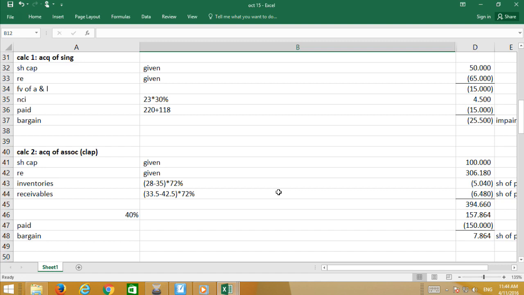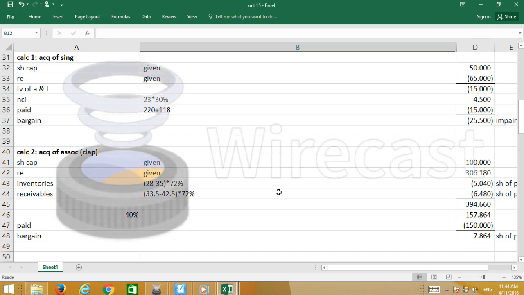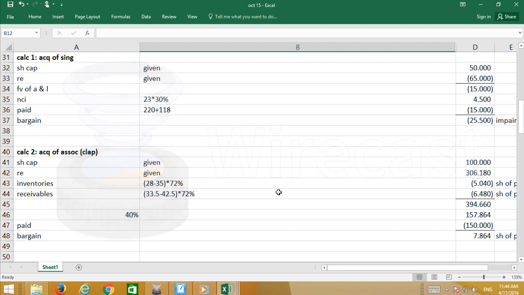I made a mistake when I was looking at the thing initially. I thought it was maybe the associate that had the loss, but it wasn't. It was the subsidiary. So associate, capital, retained earnings. Then we wrote down inventories and we wrote down receivables after tax, giving you that number. We bought 40%. We paid 150. We had a bargain. Now, remember, this was bought at beginning of year. These are current adjustments, these two.